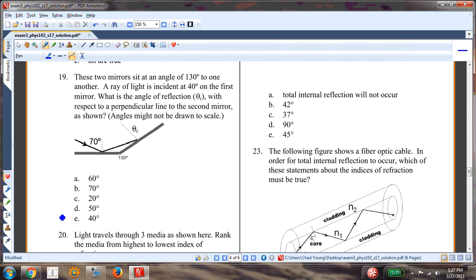Two mirrors are set at an angle of 130 degrees to one another. A ray of light is incident at 70 degrees. I will fix that for 19. What is the angle of reflection with respect to the perpendicular line for the second mirror? Well, if this is 70, then this is 70. And if that's 70, then this is 20. And so I get 20 and 130, that makes 150. So this angle must be 30. And if that angle is 30, then this angle is 60. And so this angle is also 60. So A is the right answer for number 19.